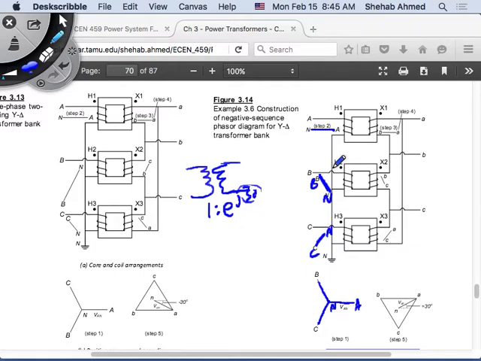Properly choosing bases is easy. You choose the ratio of the bases equal to the ratio of the terminal voltages always. If it's a star, delta, and so on, anytime you want to convert to per unit, you choose the ratio of the bases to be equal to the ratio of the terminal voltages.